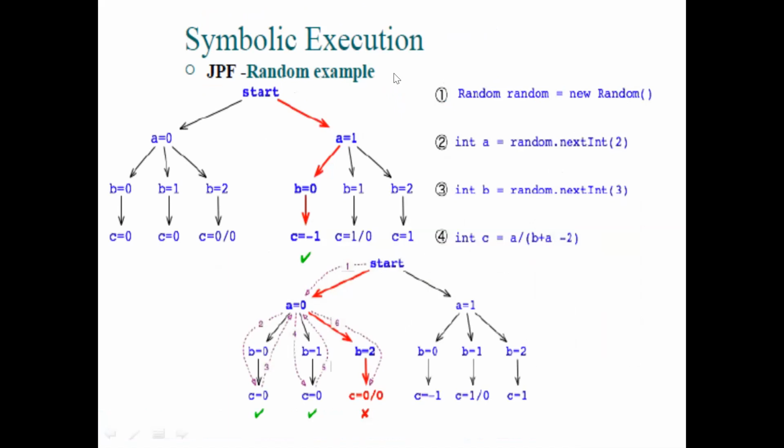Here, if you take another symbolic execution example, the JPF random example, we are starting the process. The process takes A equal to 0. And if A is equal to 0, it may execute the process for B equal to 0, B equal to 1, B equal to 2. Again, within B equal to 0, if there are 2 for loops, C equal to 0 will be executed. The same way, A equal to 0, B equal to 1, C equal to 0 will be executed. So like that, we will represent all the possible combinations.